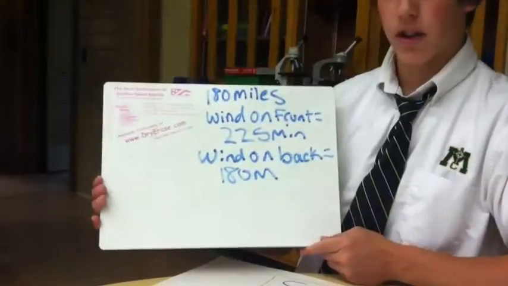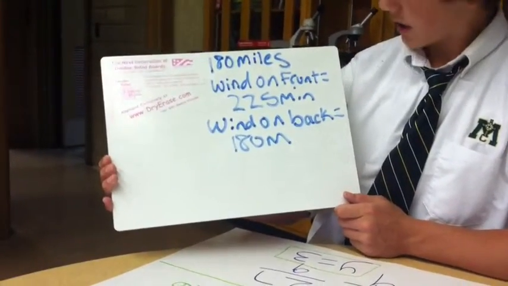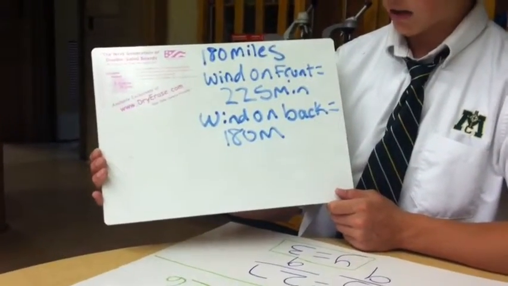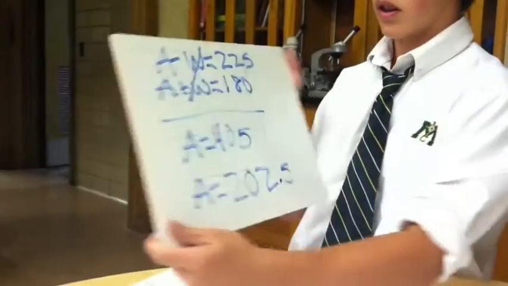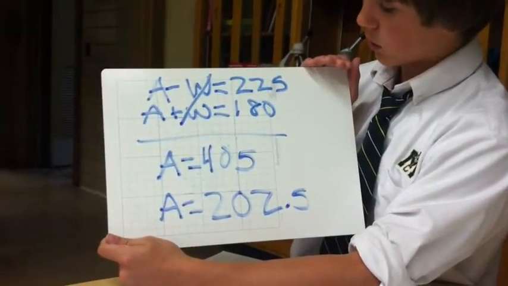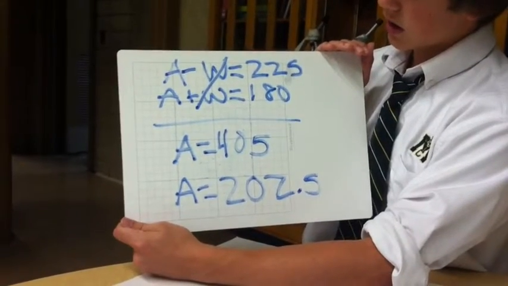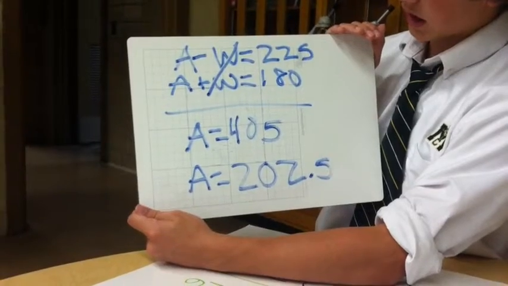Alright, so a plane trip takes 180 miles. With the wind going on the front of the plane, it takes 225 minutes. With the wind going on the plane's back, it takes 180 minutes. So the equation would be A minus W equals 225, A meaning the average time, and W meaning the wind. So A plus W equals 180.